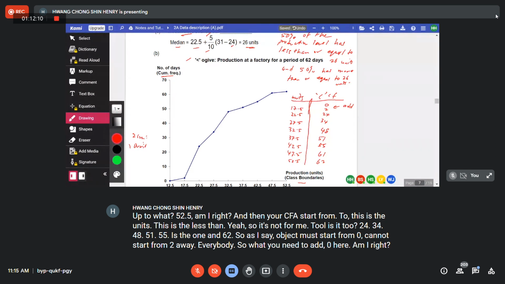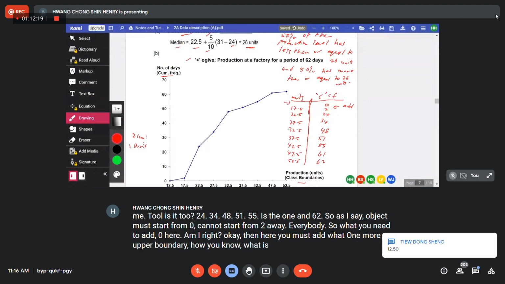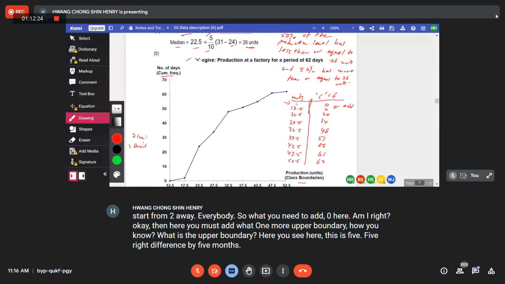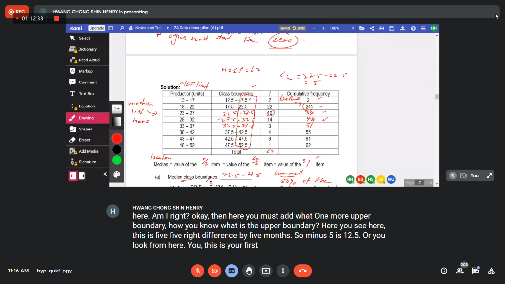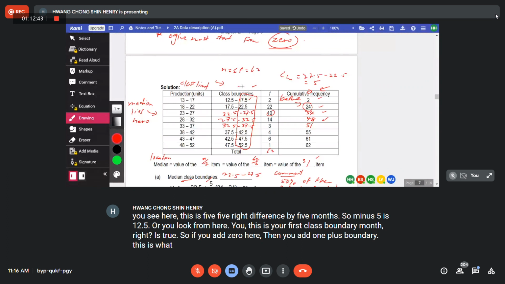Am I right? Okay, then here you must add what? One more upper boundary. How do you know what the upper boundary is here? You see here, this is 5, 5, 5, right? The difference is 5. So minus 5 is 12.5. Or you look from here. This is your first class boundary, right? It's 2. So if you add 0 here, then you add one class boundary. This is 12.5.